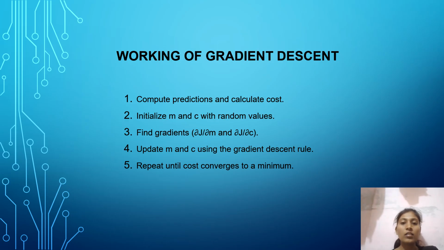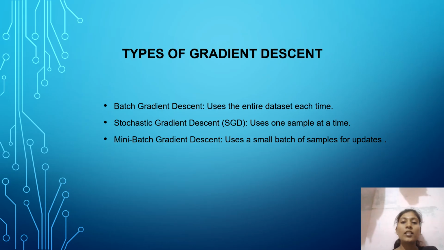After that, the types of gradient descent. There are three types of gradient descent. First is batch gradient descent. It will use the entire data set for each update. Second is stochastic gradient descent. It will use one data point at a time. Then mini batch gradient descent. It will use a small group of data points. In that, mini batch is commonly used because it balances speed and accuracy.